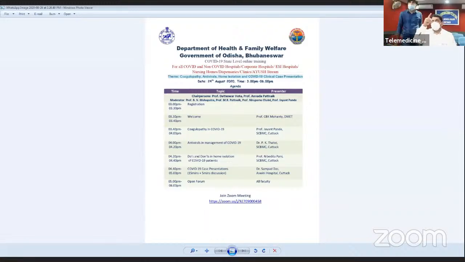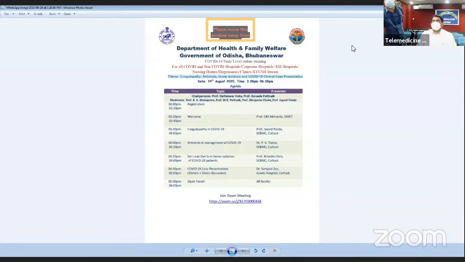Please move this window away from second window. AC would go on.